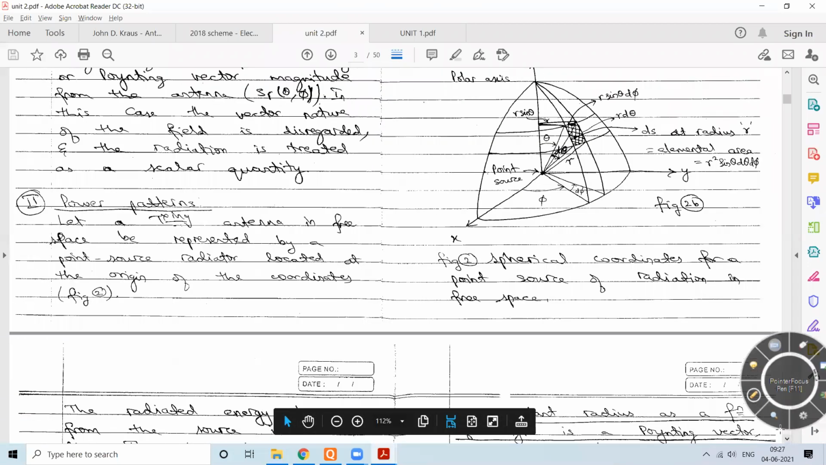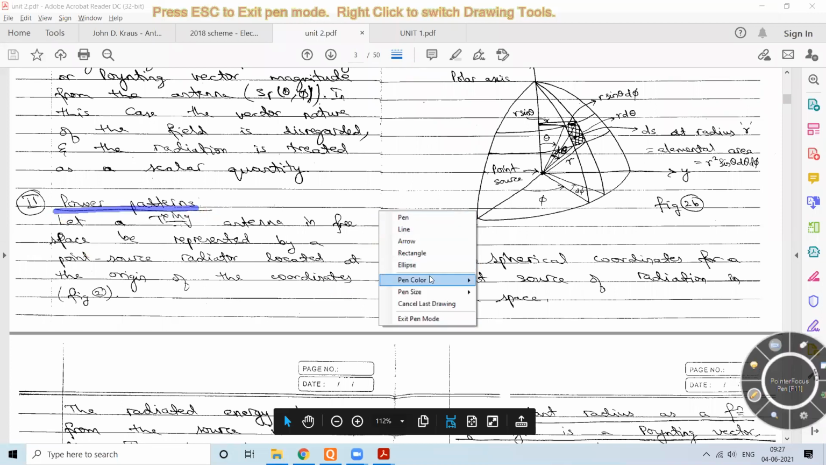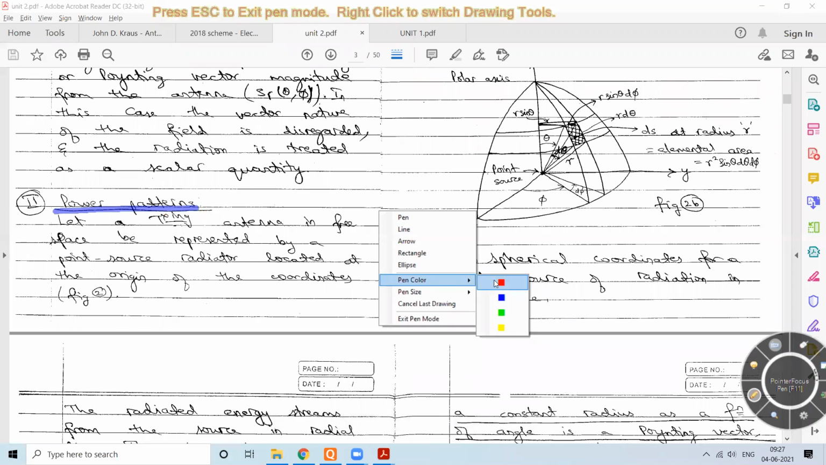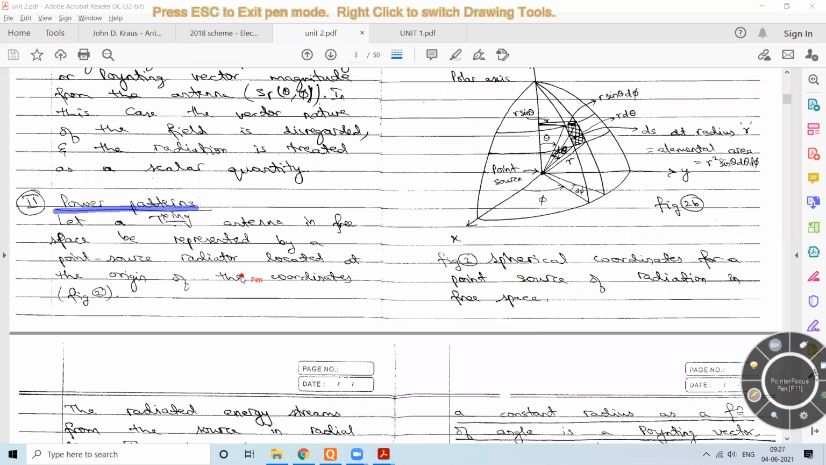So the next point we have to discuss is the power patterns. Previously we observed what is meant by a radiation pattern. A radiation pattern is the distribution of either the field pattern, the power pattern, or the intensity pattern with respect to the angular variations.